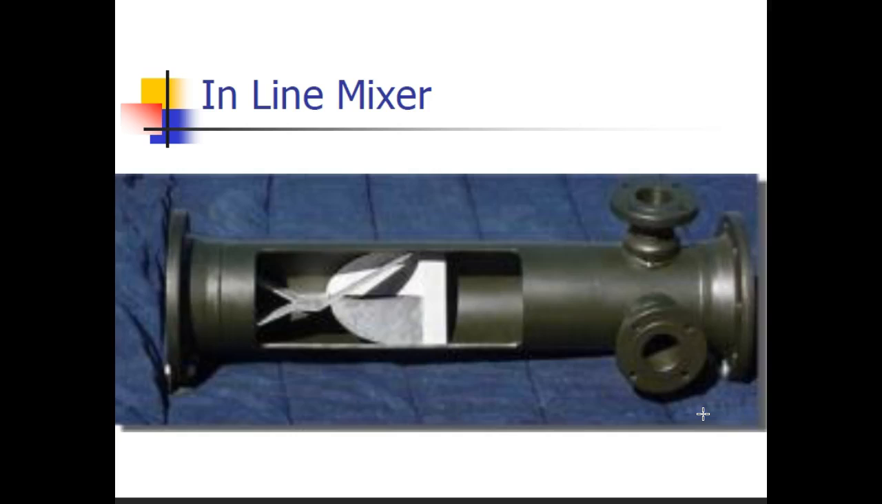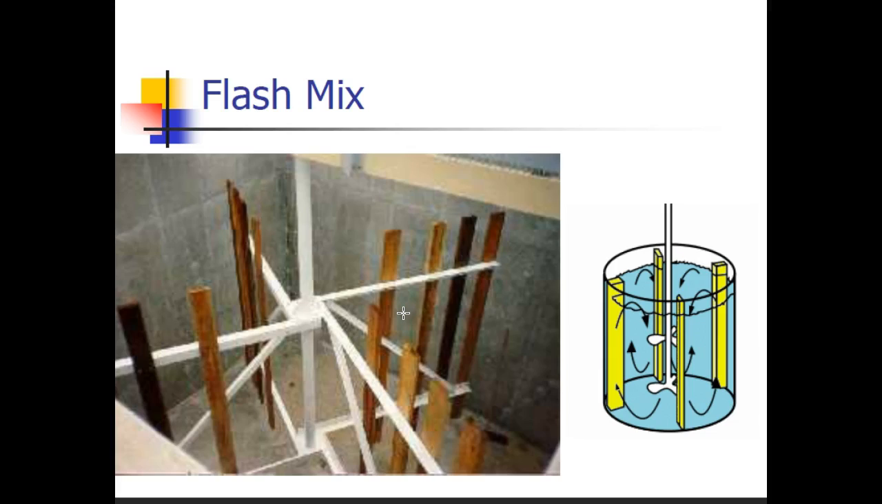There's an inline mixer right there. And what happens is, these ports are your chemical feeds. The water goes through and it hits this diffuser, and it's an inline mixer, and it automatically churns the water and mixes things up. We have a flash mixer. And again, they come in all different styles and shapes. You can see the diagram on the right has some paddles, little propellers rather, and the one on the left has wooden slats, and basically it stirs it around nice and slow.